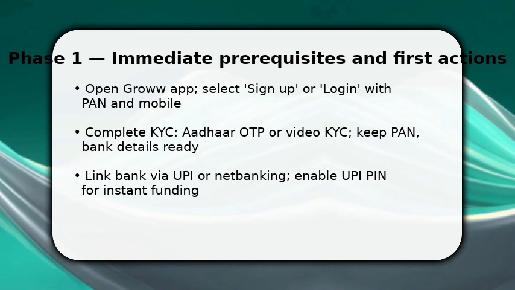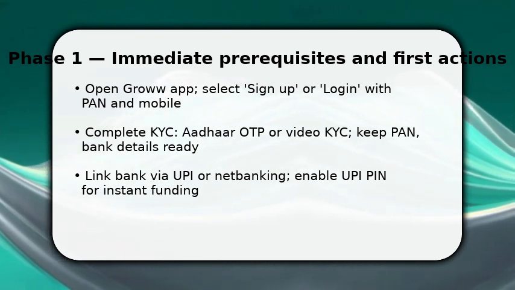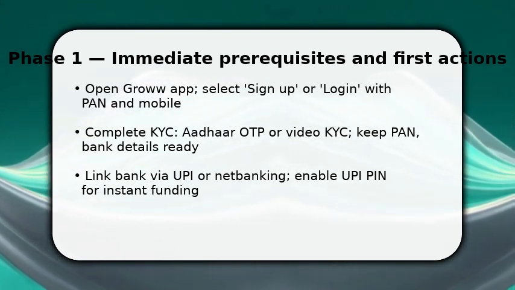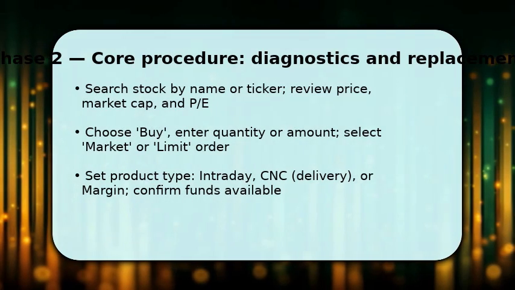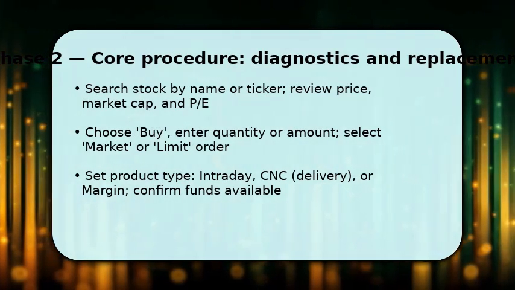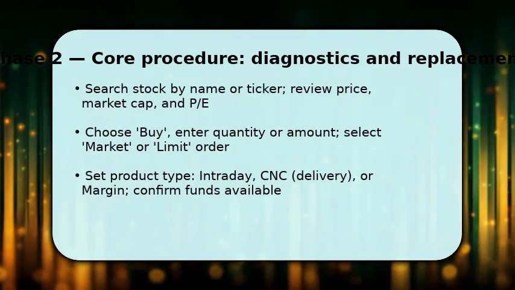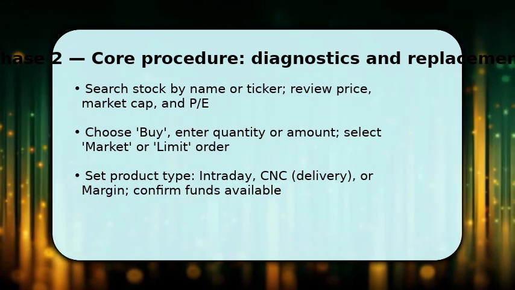This is the first actionable step. It moves you from setup into actual investing and prevents later payment failures. You search the company by name or ticker, then review key metrics like price, market cap, and P/E to decide if it fits your plan.